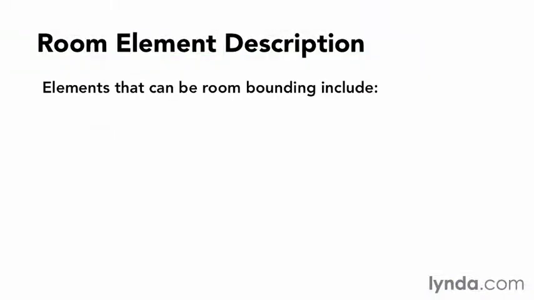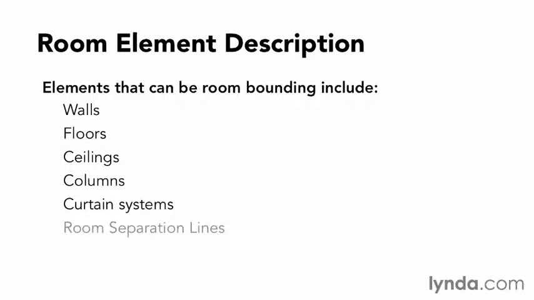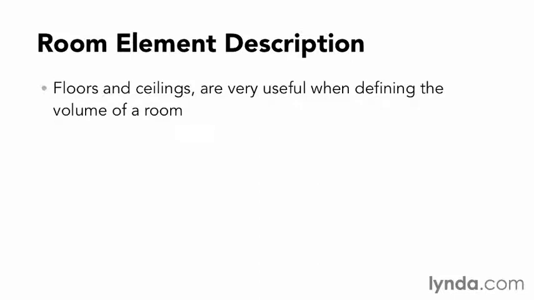So what happens with room elements is that, first of all, understand that the room element is what we call room bounding. In other words, it's looking for some sort of boundary. Boundaries are going to be walls, floors, ceilings, columns, curtain systems, and one that we're going to look at also is room separation lines. The other thing about room elements is that you'll find that floors and ceilings are pretty useful to define heights. For architects, they're interested in volume. We're interested in heights in some cases.